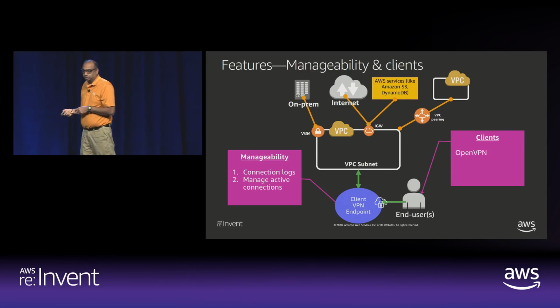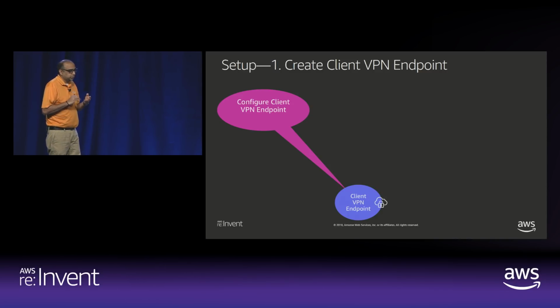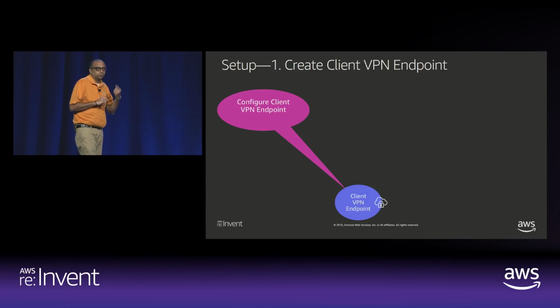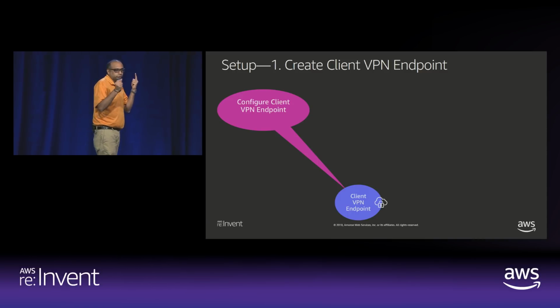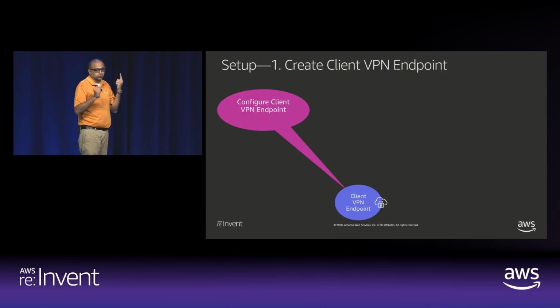So now let's get into the more fun part: how do you actually set up the service? The first step is to create the client VPN endpoint. What goes on with creating a client VPN endpoint? There are a few parameters that you're going to configure. The first one is the client CIDR. When users connect to this client VPN endpoint, we're going to be assigning IPv4 addresses to these users.